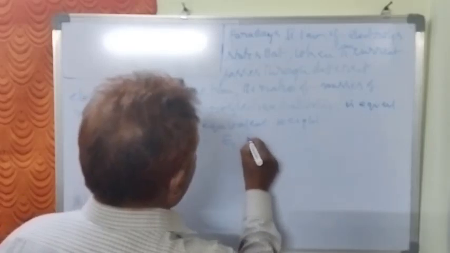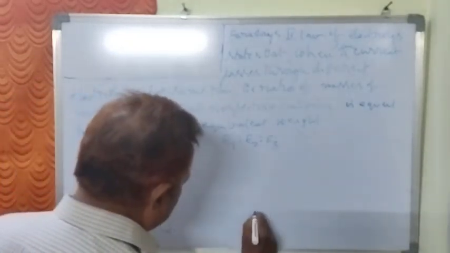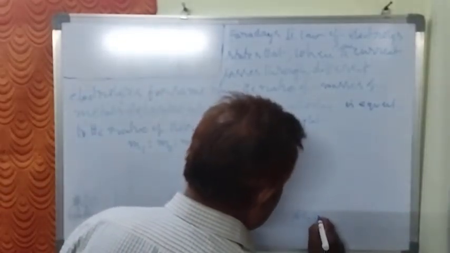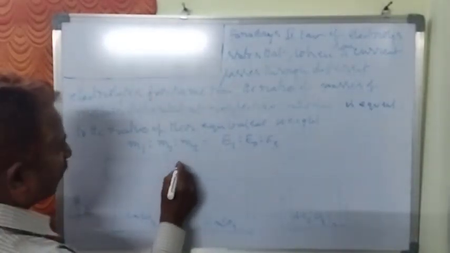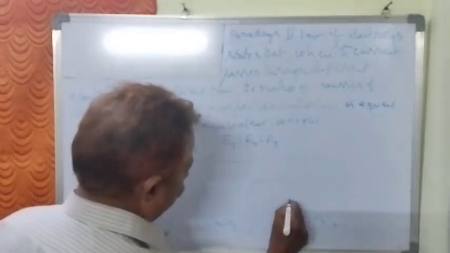If the same current passes through 3 electrolytes for the same time, then M1 is to M2 is to M3 is equal to E1 is to E2 is to E3. See here, these are the masses, these are the equivalent weights. Now how do we make this setup? Suppose this is copper sulfate, this is zinc sulfate, and this is aluminum sulfate, Al2(SO4)3. So here these are the copper electrodes, these are the zinc electrodes, these are the aluminum electrodes. Now these are connected to the battery, in this manner. So in this setup all the electrolytes are connected in series.